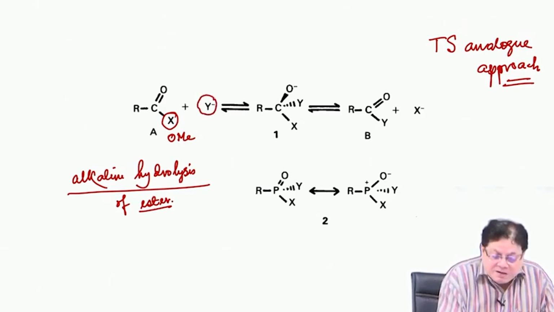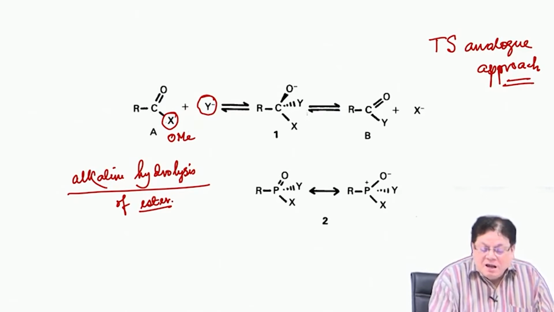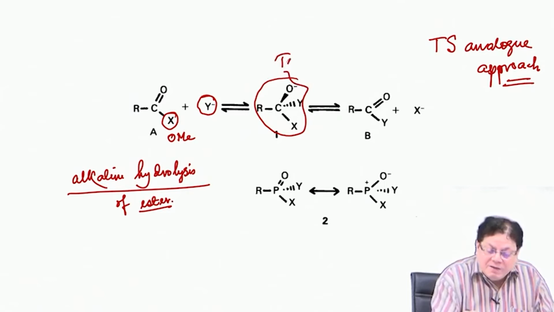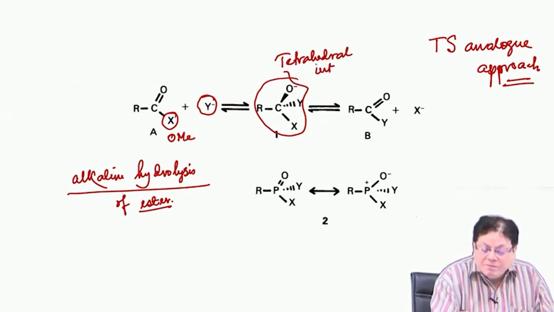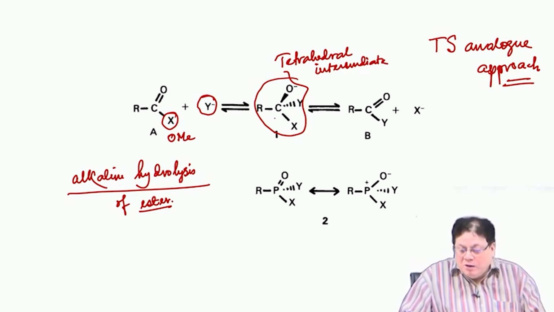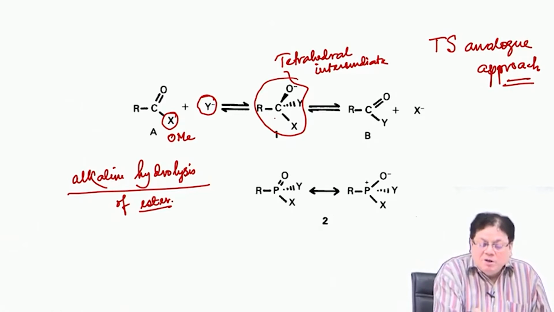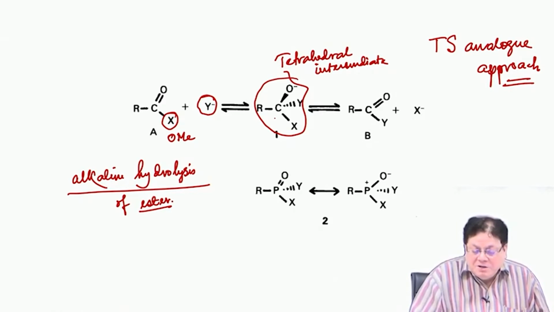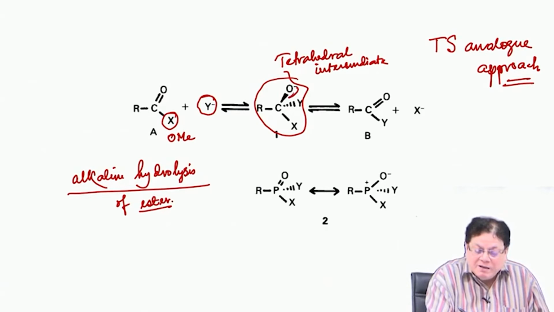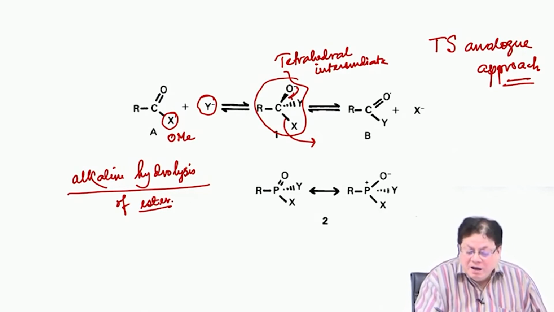Suppose this is your base. So, the base first attacks and forms what is called a tetrahedral intermediate. Okay, this is a tetrahedral intermediate, and this is your rate-determining step, this attack by the nucleophile onto it. It is a bimolecular reaction, two molecules are involved to form the intermediate via the transition state, and the next step is this O minus comes back and the leaving group leaves. So, you get the hydrolyzed product.